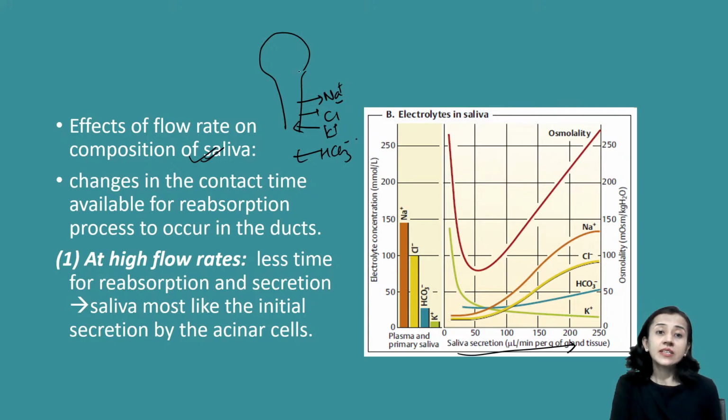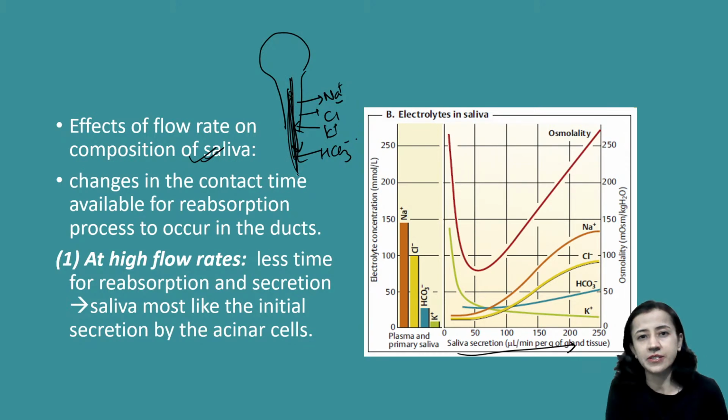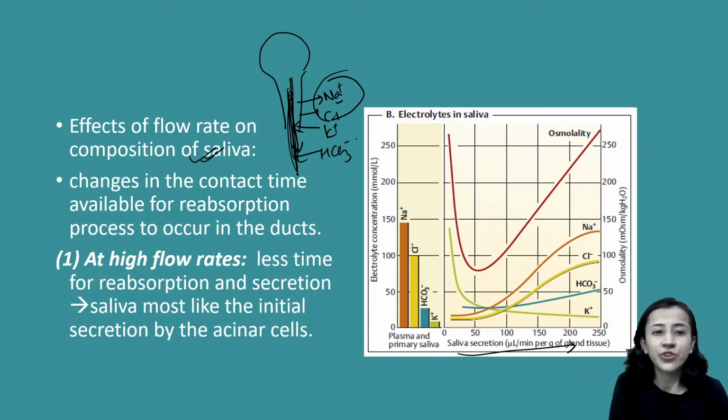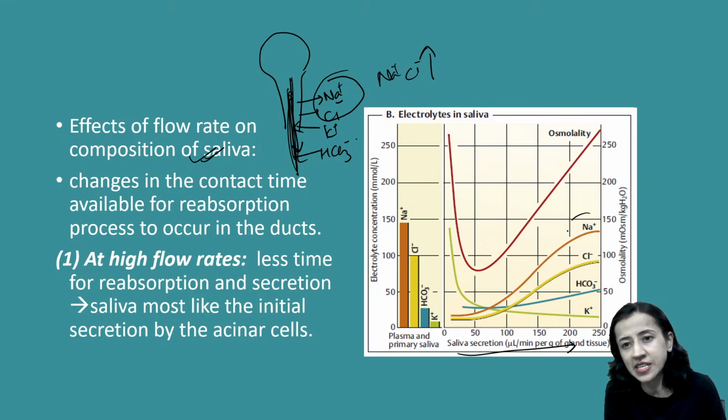Fine. But when the flow rate is high, the saliva passes very fast, so less time is provided for reabsorption and secretion. So what happens? The sodium and chloride ions are not reabsorbed. So you can say that when the flow rate is high, sodium concentration and chloride concentration are high in the saliva. You can see here.